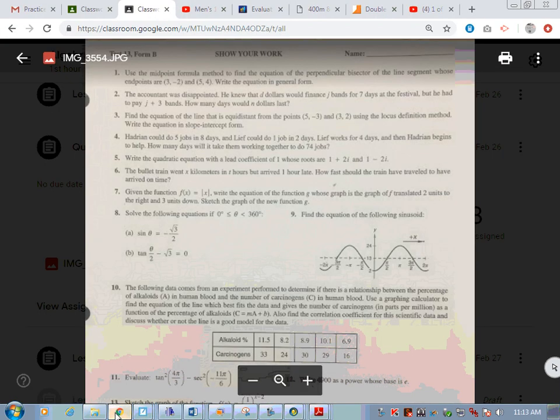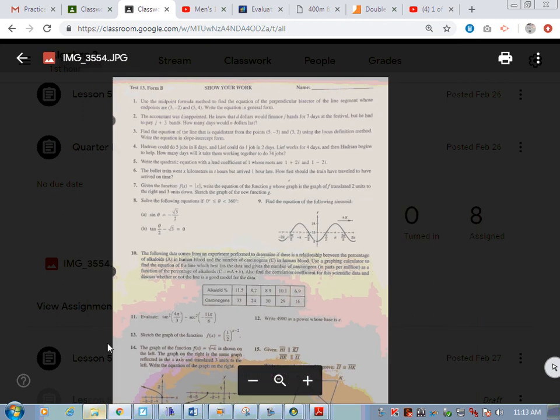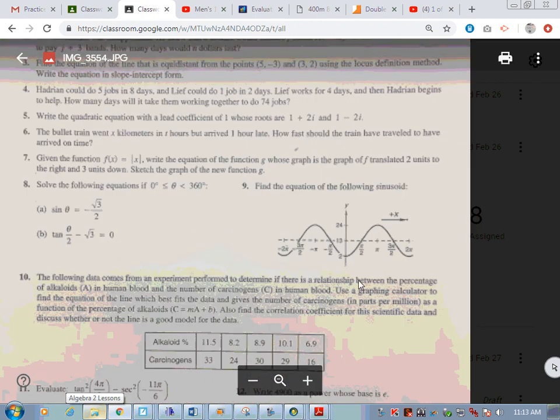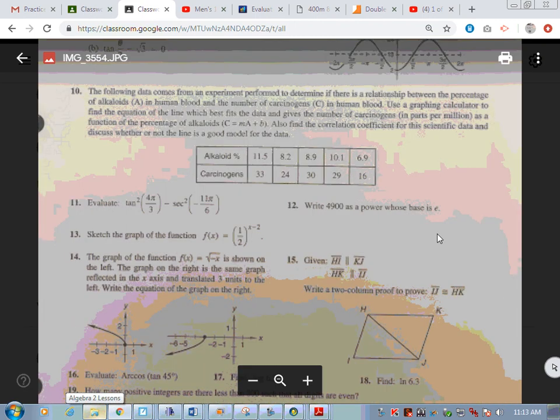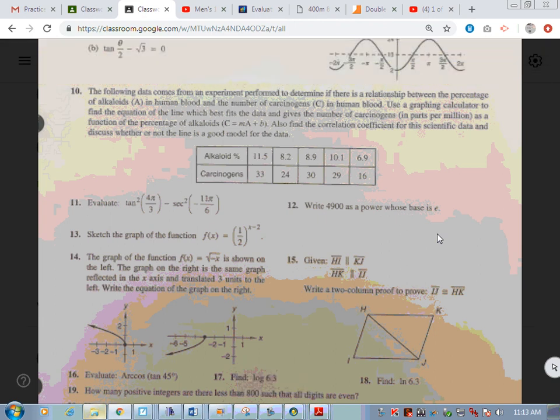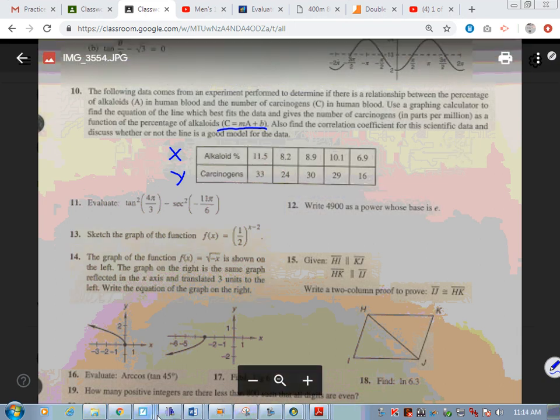Number 10. This is going to come down to a graphing calculator deal. The following data comes in. The first thing I want to come up with is what is the x and what is the y. Because y equals mx plus b, this is my y, and this is my x. We're going to take this data and plug it into our graphing calculator.